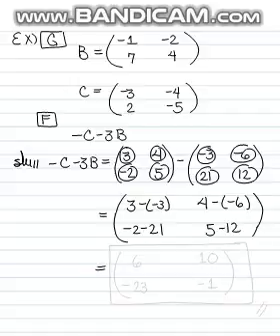That gives us in the upper left, 3 plus 3 is 6. In the lower left, -2 minus 21 is -23. In the upper right, we have 4, double negative makes plus, 4 plus 6 is 10. And in the lower right, we have 5 minus 12, which is -7.